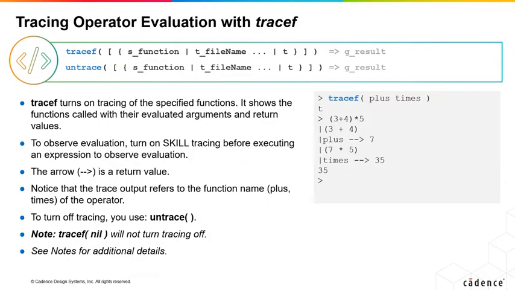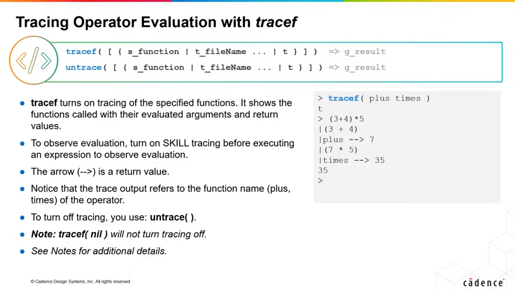You can trace operator evaluation using the built-in function traceF. This is useful to see how an expression is being evaluated. To invoke the traceF function, you would enter into the CIW traceF paren, the operator function names paren. In the example, the operator functions are the plus and times functions. Once you have invoked traceF, later when you execute a skill expression or program, it will show you all the steps in evaluating the parts of the expression that involve those functions.